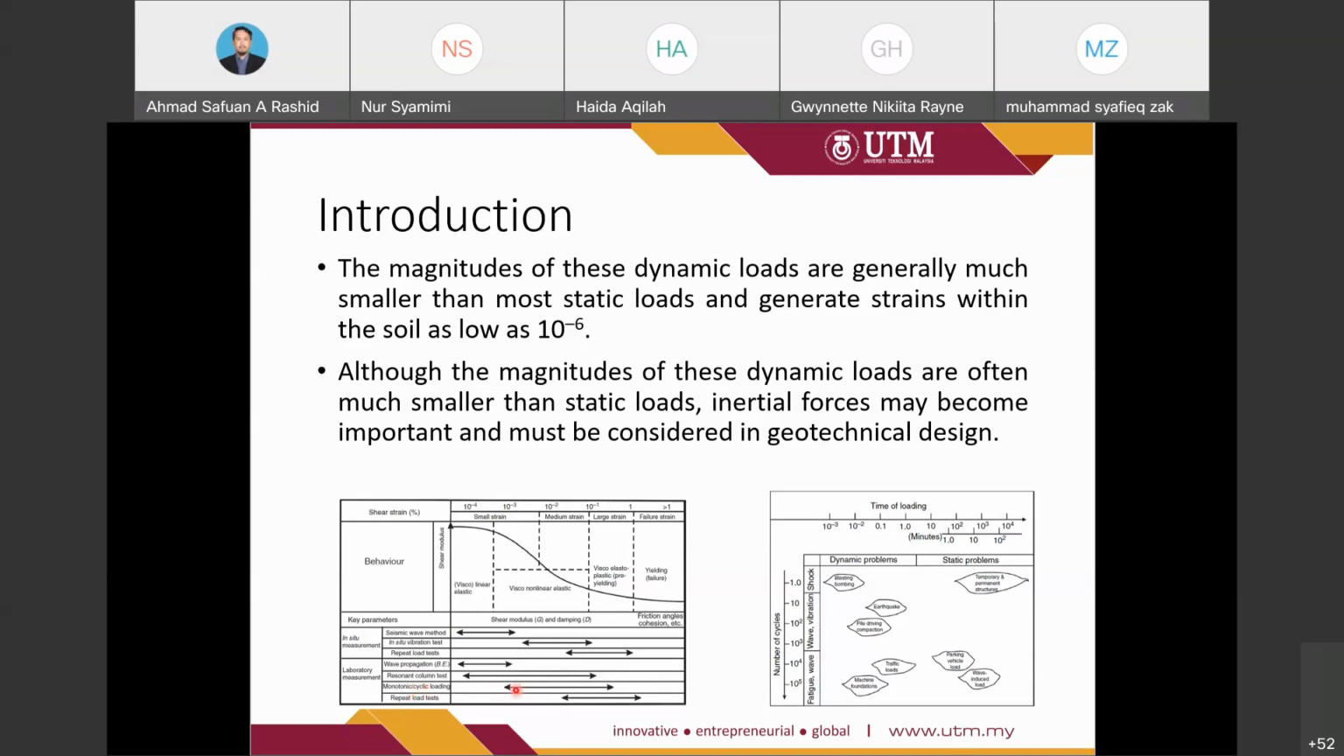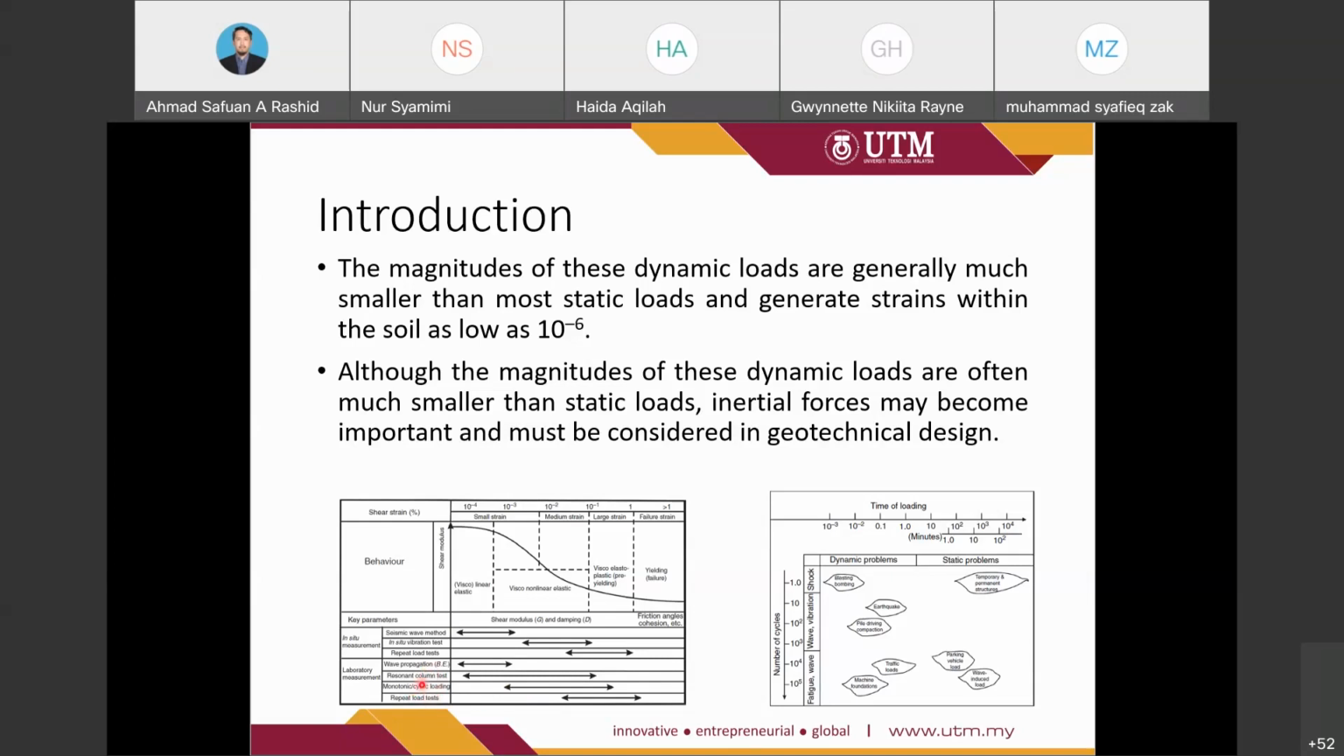Then we also have monotonic or cyclic loading. For example, by using the triaxial setup, we can apply either monotonic, which is under static, or cyclic, or dynamic loading. The last one is the repeat load test.